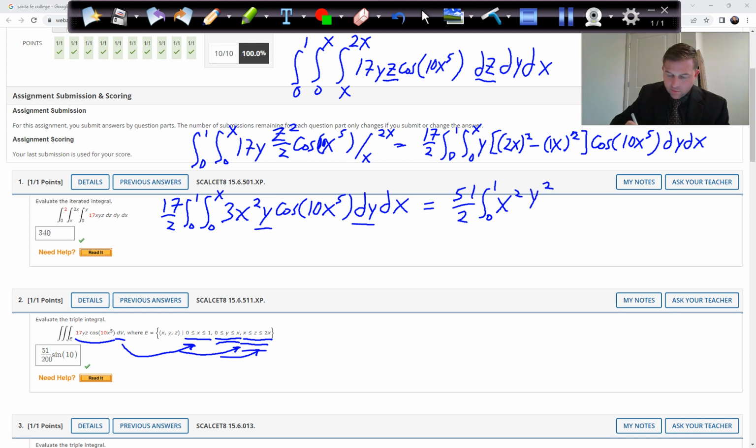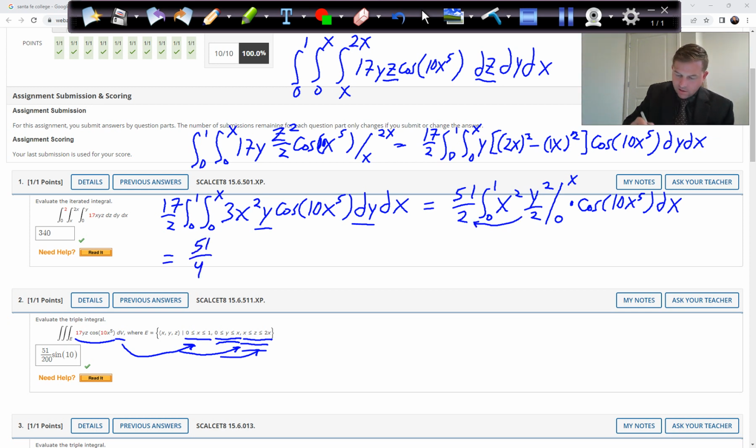X squared stays the same, it's a constant. Y, the antiderivative of that, becomes y squared over 2. And that is being evaluated from 0 to x. Then we have the cosine 10x to the 5th, and we have dx. This is going to give us 51 over 4, so I'm going to pull this 2 out here. And we're going to have antiderivative 0 to 1, x squared times the quantity x squared minus 0 squared. And then we have the cosine of 10x to the 5th dx.